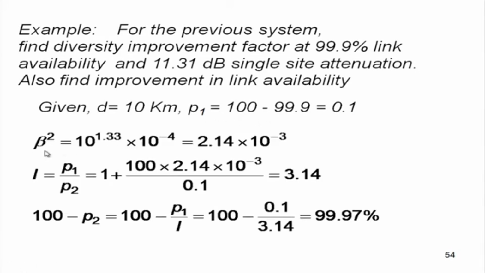and then beta squared, and then I, which is the ratio of P1 and P2, that is the diversity improvement factor. Then link availability is 100 minus P2, because the second site is added. You increase the link availability from 99.90 to 99.97%. So this is another example of finding the improvement factor and the availability increment.